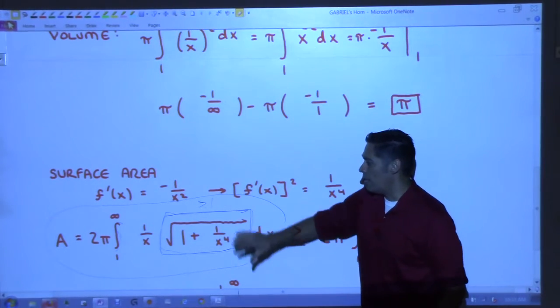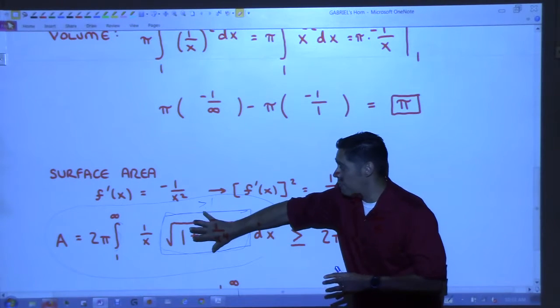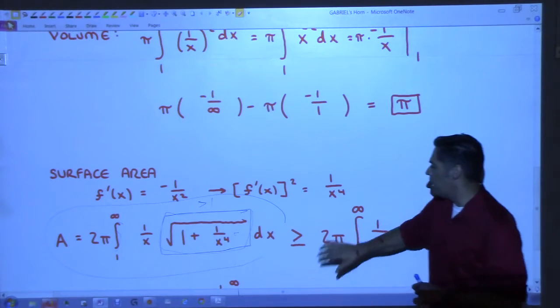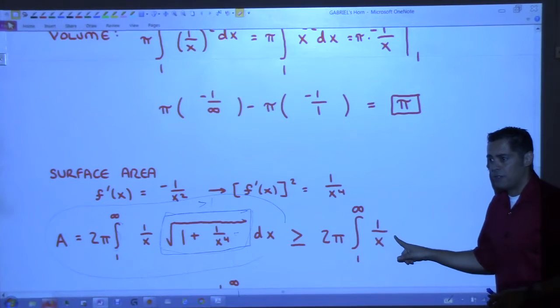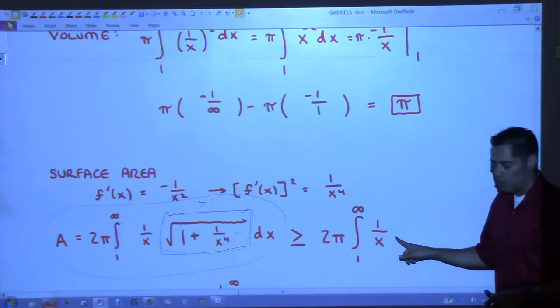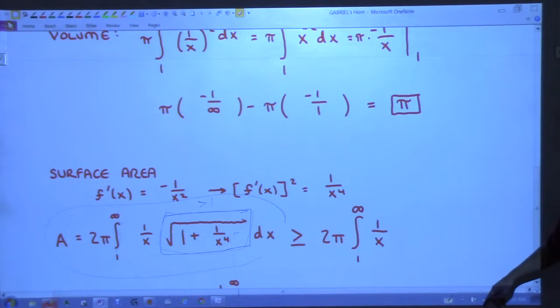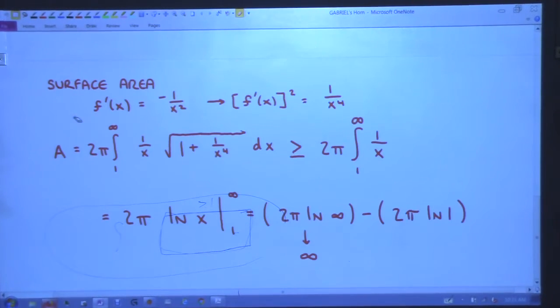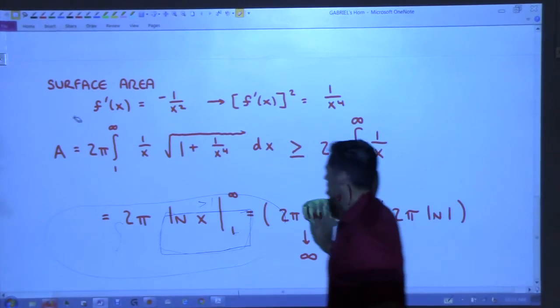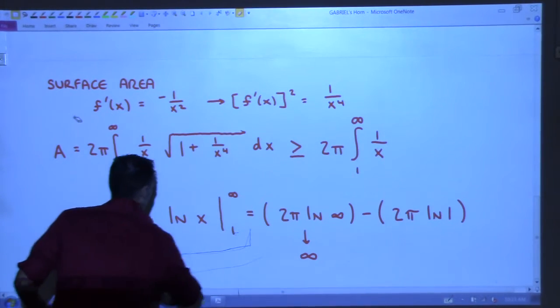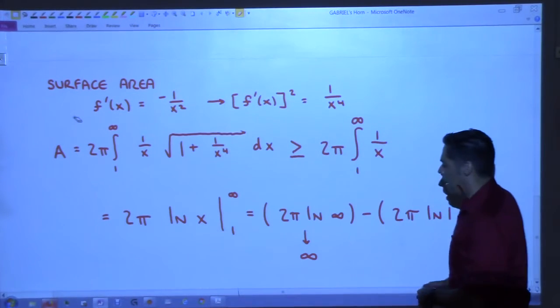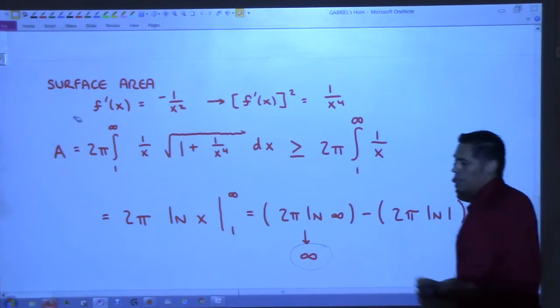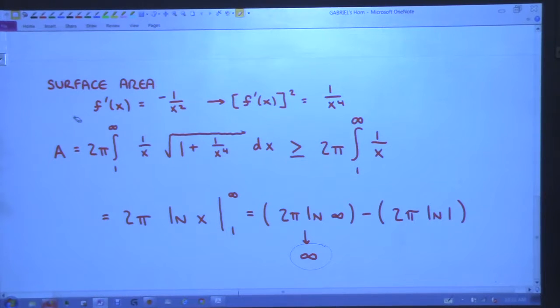If you'd like, you could say the surface area of this is bigger than the surface area of this. Now, what's nice about that is I can do this integral. And if I do it, what's the antiderivative of 1 over x? Natural log. And if I do that, and then do my limits and put infinity in here, what you get is divergence. It goes to infinity.